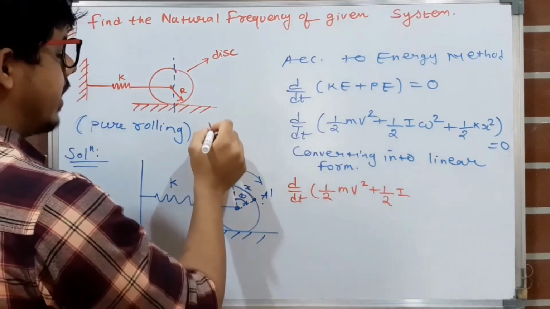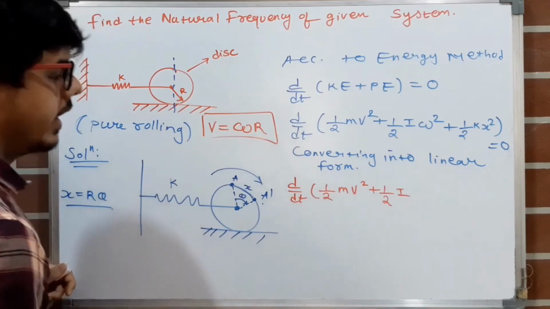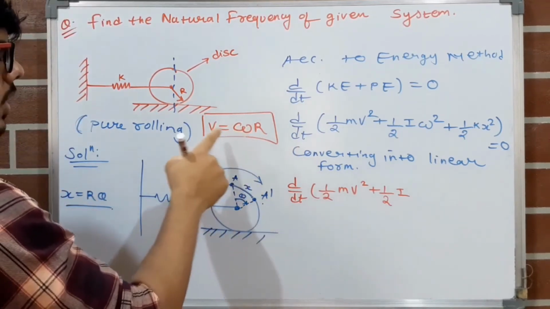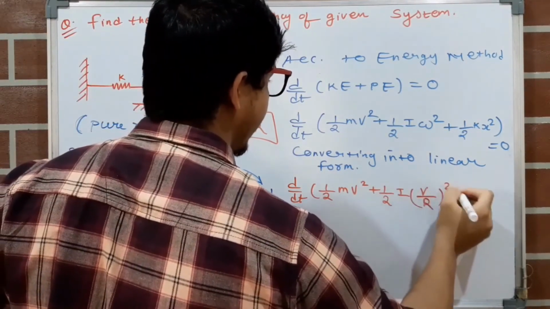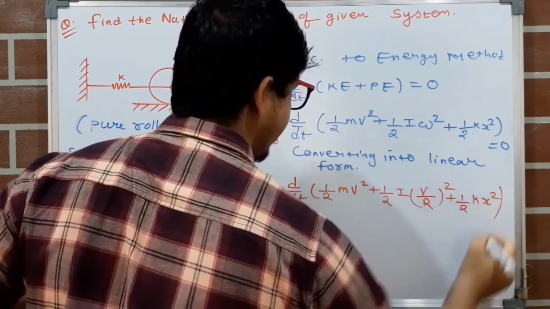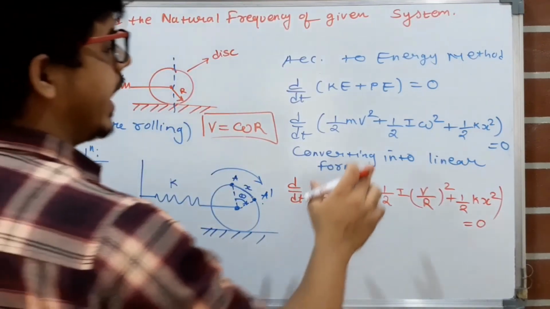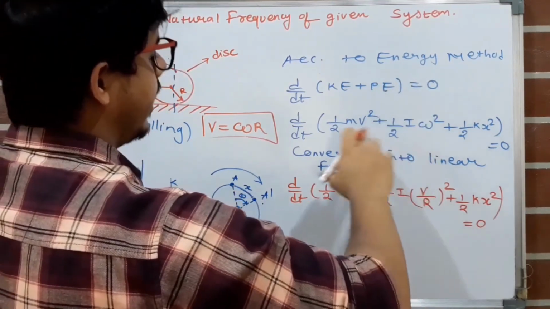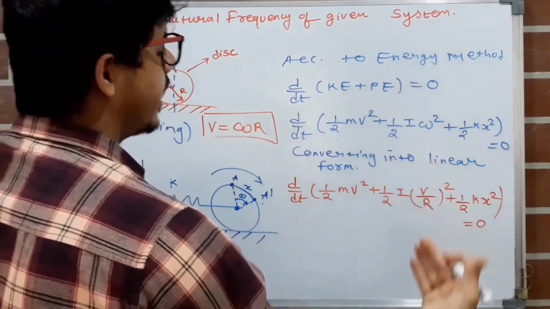Now we know that linear velocity v is equal to omega into r. So according to this equation, omega equals v upon r. So omega is v divided by r, the whole square, plus 1 by 2 into kx square. So you can see the whole equation is converted into linear form. Whenever you get one term as angular and the other as linear, convert the whole equation into either angular or linear.